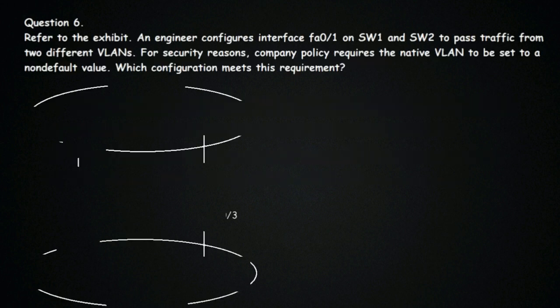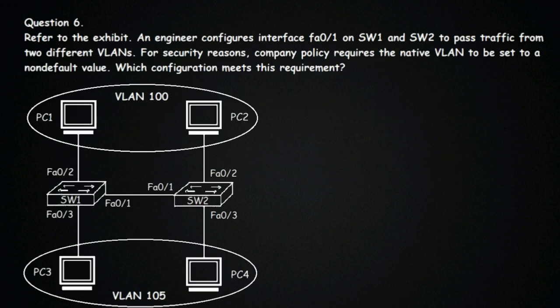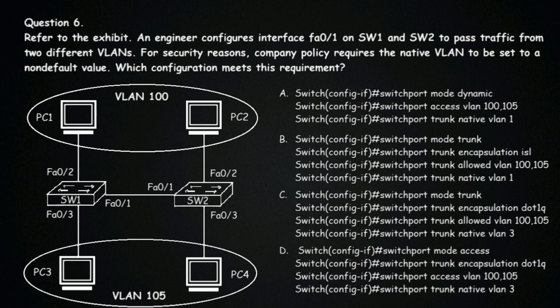Question 6. Refer to the exhibit. An engineer configures interface FA0/1 on SW1 and SW2 to pass traffic from 2 different VLANs. For security reasons, company policy requires the native VLAN to be set to a non-default value. Which configuration meets this requirement? Options. Answer is C.